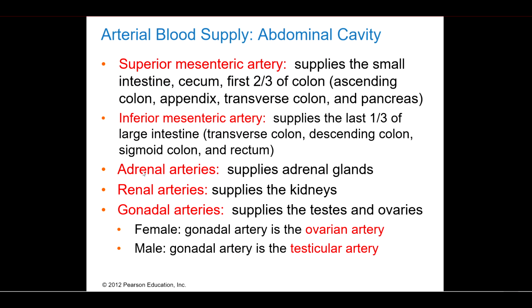All right, so the adrenals, the renals, right, they go to the kidney, adrenals go to the adrenal glands, and then the gonadals are going to go to either the ovary or the testicles.